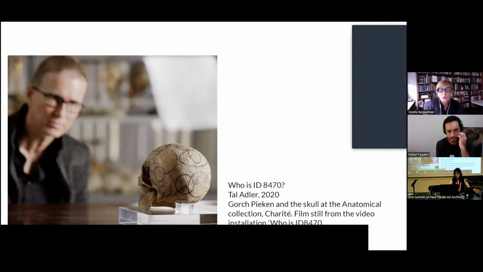But interestingly, they use the images of the skull in the museum publicity material on the website. And I'm also reproducing it here.